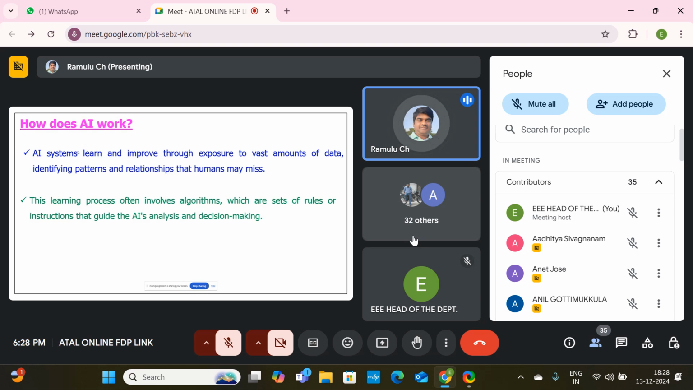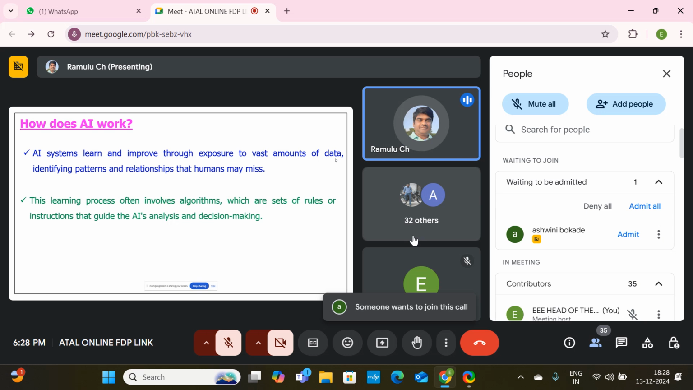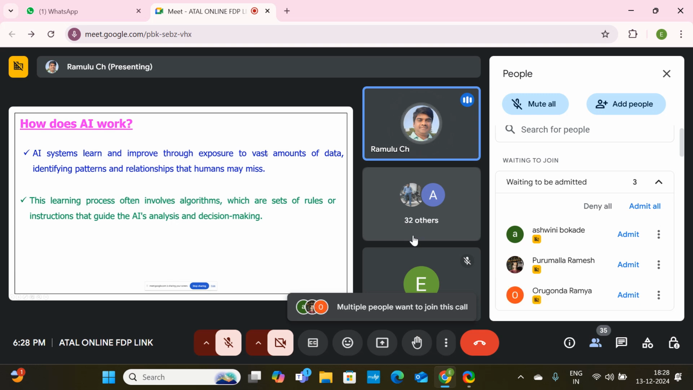We know why AI is popular nowadays, and we know the applications of AI. And how does AI work? AI systems learn and improve through exposure to a vast amount of data, identifying patterns and relationships that humans may miss. Whatever activities are missed by humans, we need to collect vast data, find the gaps, identify the problems, and according to that write new algorithms. Then the success of AI is possible.